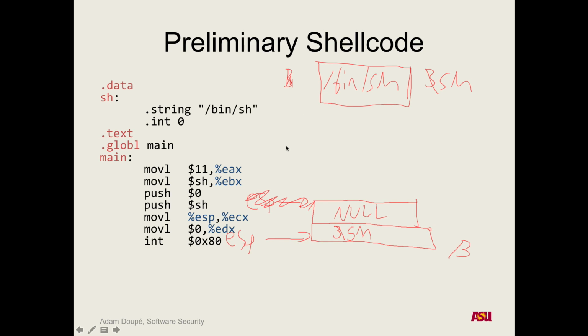So we move that into ECX. Finally, we move 0 into EDX. So we set up the environment pointer just to be null. We call int 80. And we're good. And then we can clean up: move 1 into EAX, move 0 into EBX, and then call int 80.